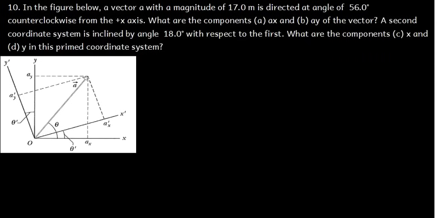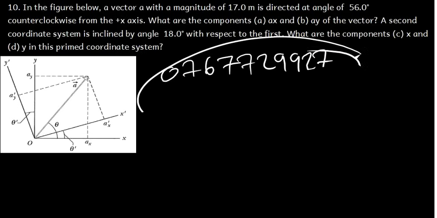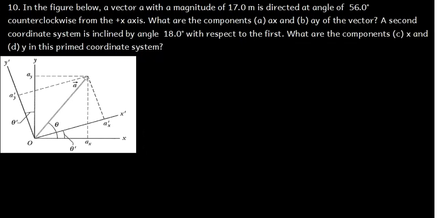So here is our question. The question is saying, in the figure below, a vector A with a magnitude of 17 meters is directed at an angle of 56 degrees counterclockwise from the positive x-axis. What are the components, part A, Ax and Ay of the vector? Then a second coordinate system is inclined by an angle of 18 degrees with respect to the first one. What are the components x and y in this primed coordinate system? This question is asking us to find the x component and the y component.